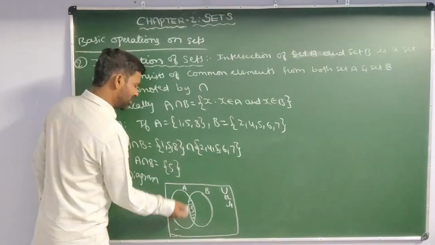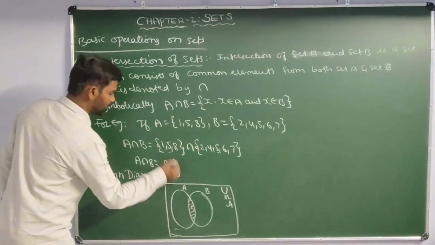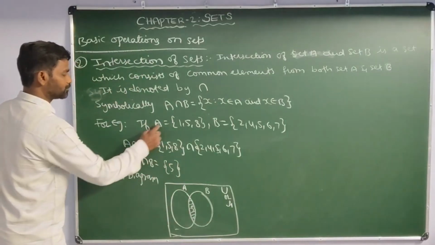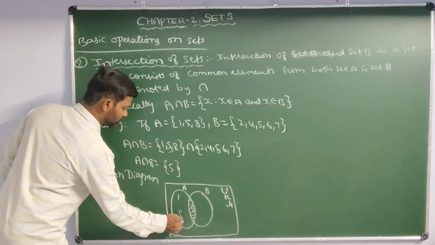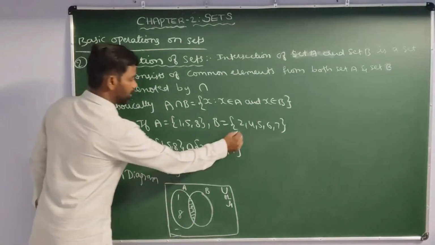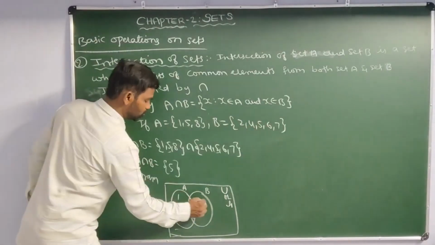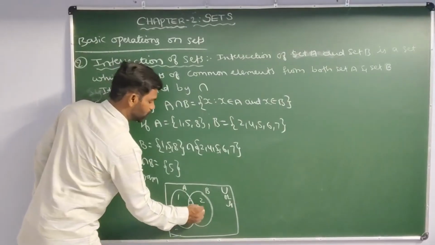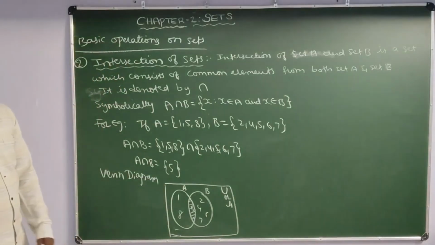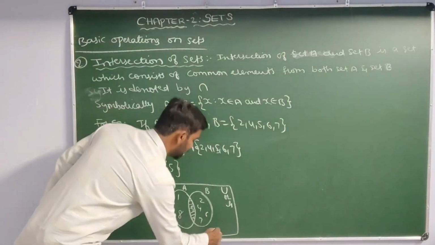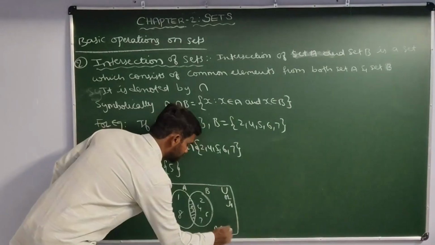So this is nothing but the intersection, A intersection B. And remaining elements we can write here. What are the elements of A? 1, 5, 8. Already 5 we have written here, and the remaining 1 and 8 we have to write here. And set B elements are 2, 4, 6 and 7. So this is the representation of A intersection B using a Venn diagram.